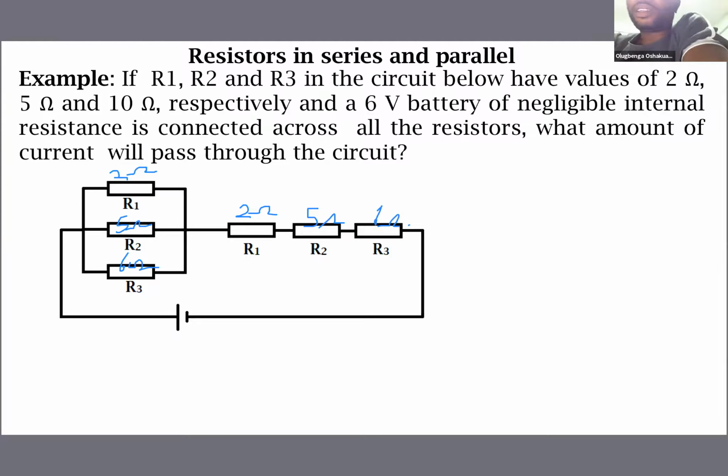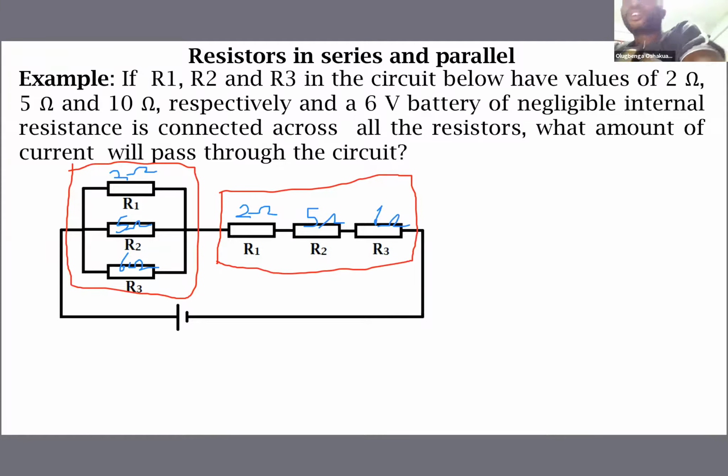So I don't think we need a prophet to tell us that these 3 resistors are in parallel. And we don't need another to tell us that these resistors are in series. So a good way to simplify this circuit is to redraw it in this manner.